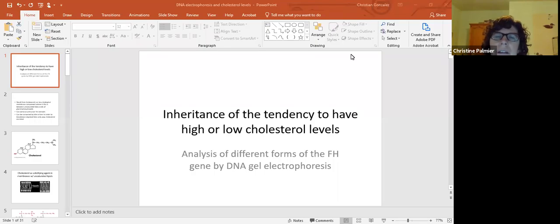Hello, everyone. This is Lab 20. This is looking at the inheritance of the tendency to have high or low cholesterol levels. We're going to analyze different forms of the FH gene by DNA gel electrophoresis.